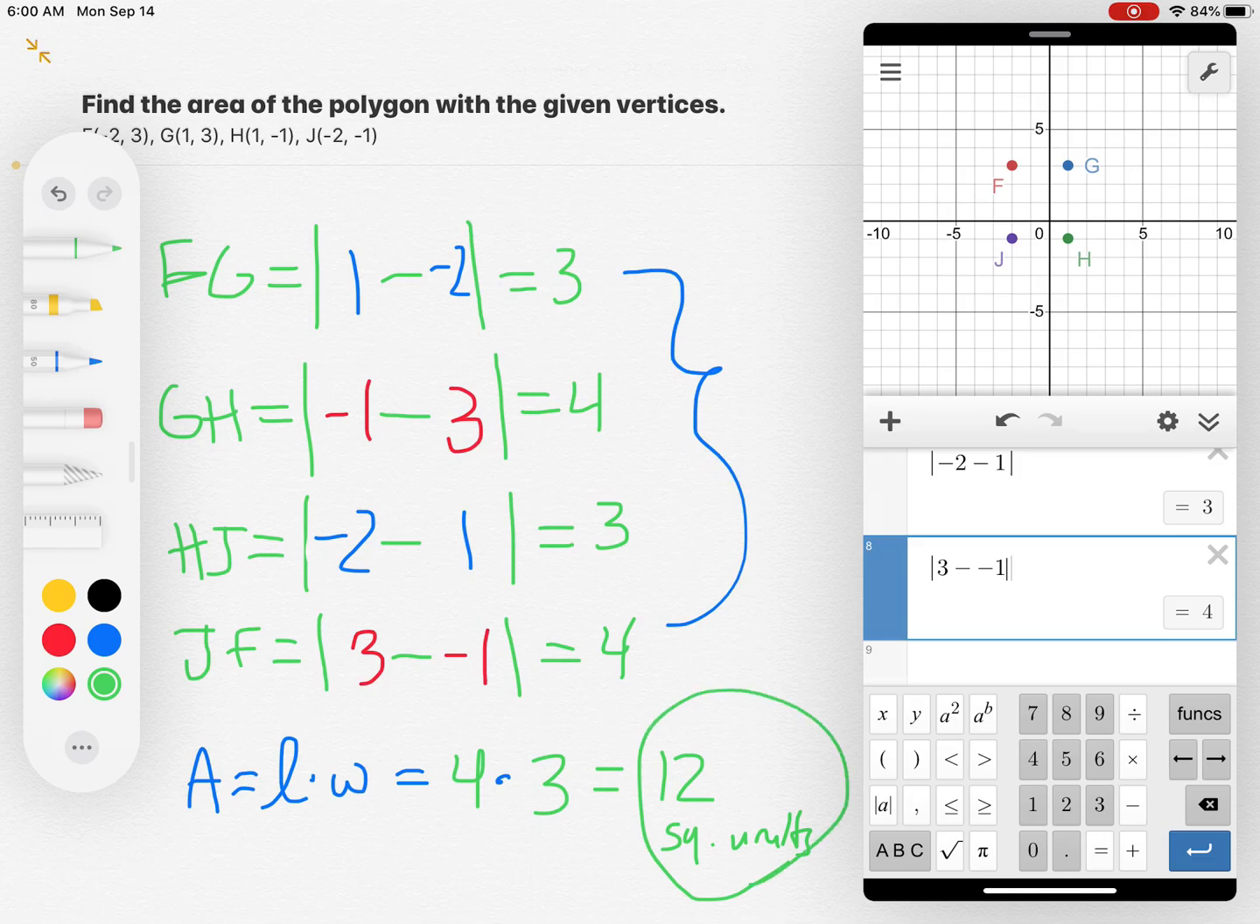For neither of these problems today, we had to use the distance formula, but if you had something that, for instance, was a rectangle that looked like this, where all of your sides were on diagonals instead of being horizontal and vertical lines, you would have to use distance formula for that. Just a heads up.